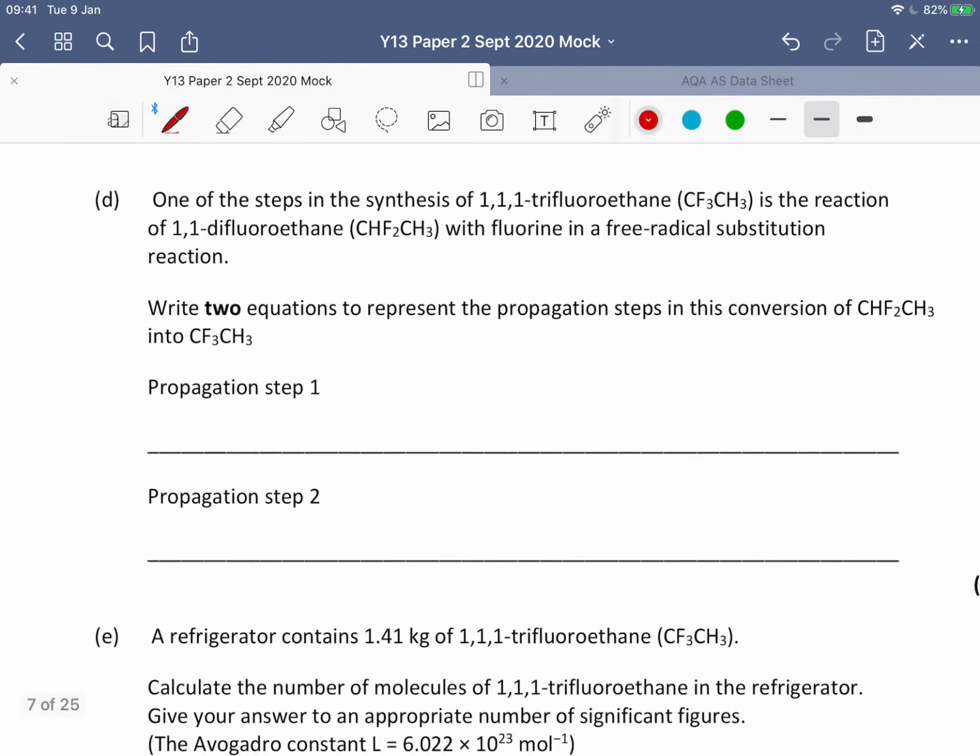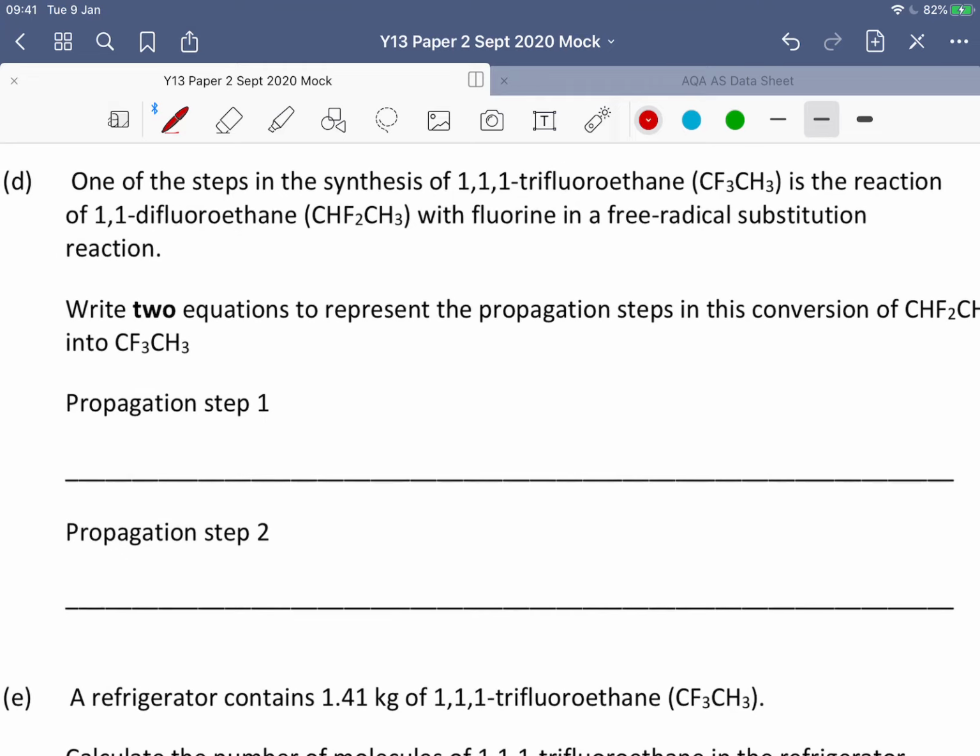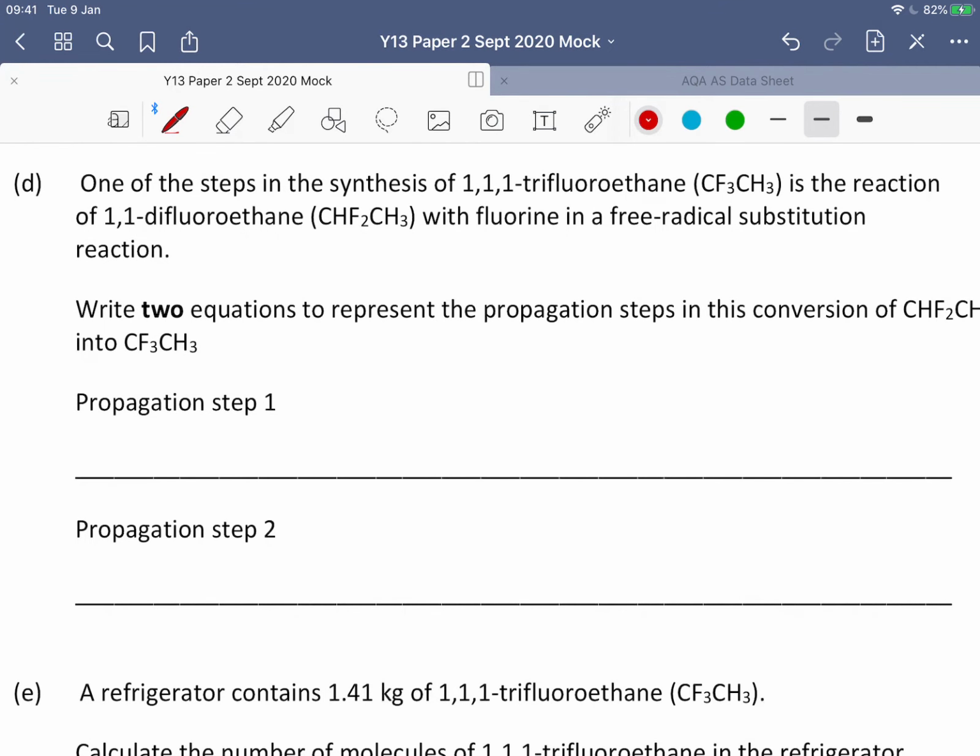Okay. All right, so one of the steps in the synthesis of 1,1,1-trifluoroethane is the reaction of 1,1-difluoroethane with fluorine in a free radical substitution reaction. So this technically would feature in the alkane topic. So even though we've got halogenoalkanes here, free radical substitution reactions really first appeared in the alkane topic.